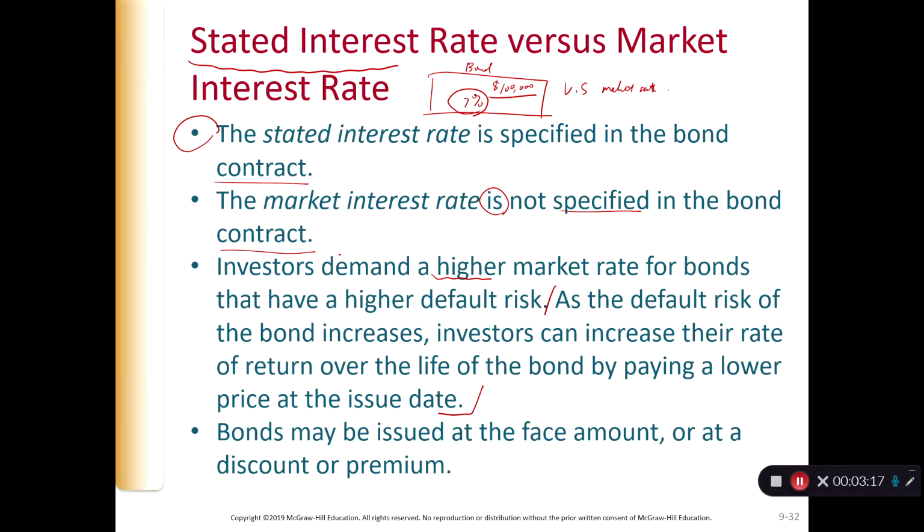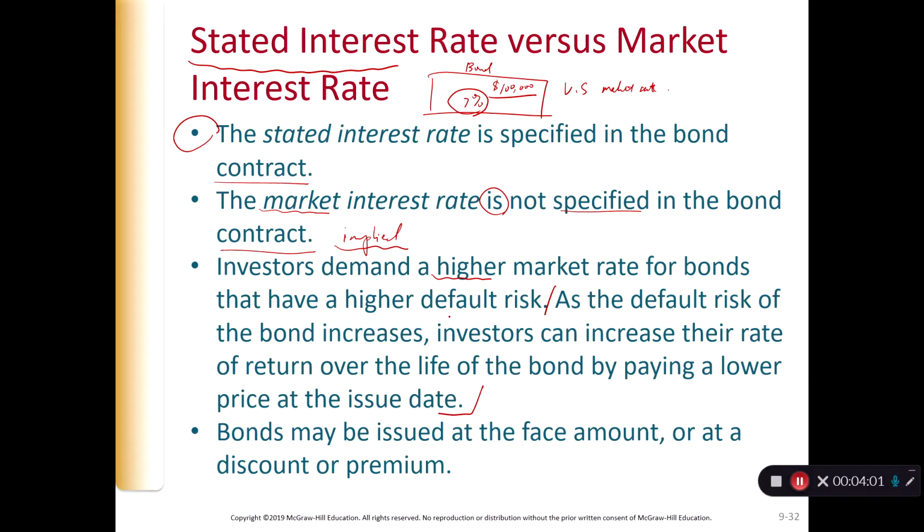So first of all, the market rate is not stated in the bond contract. The market rate is an implied rate based on the price investors pay to purchase a bond in return for the right to receive the face value at maturity and a periodic interest payment over the remaining life of the bond, right? In other words, this is the real rate that people are willing to loan you money at. Regardless of what you say, you're going to pay them at the stated interest rate. And all else equal, investors always demand a higher market rate for bonds that have higher default risk.